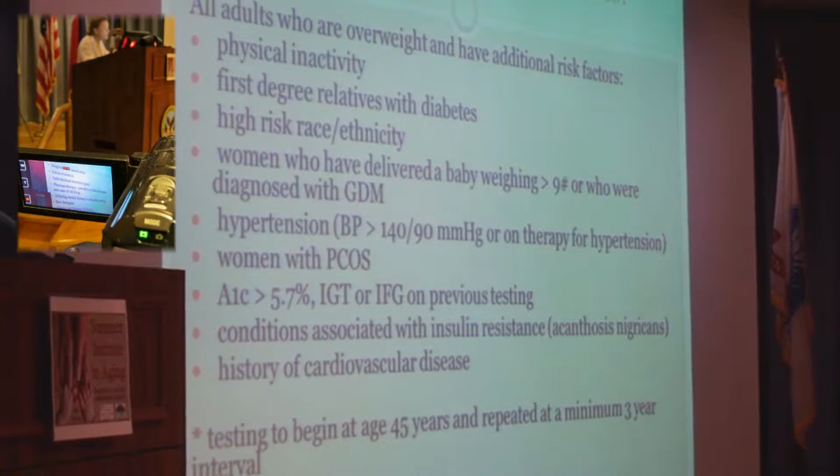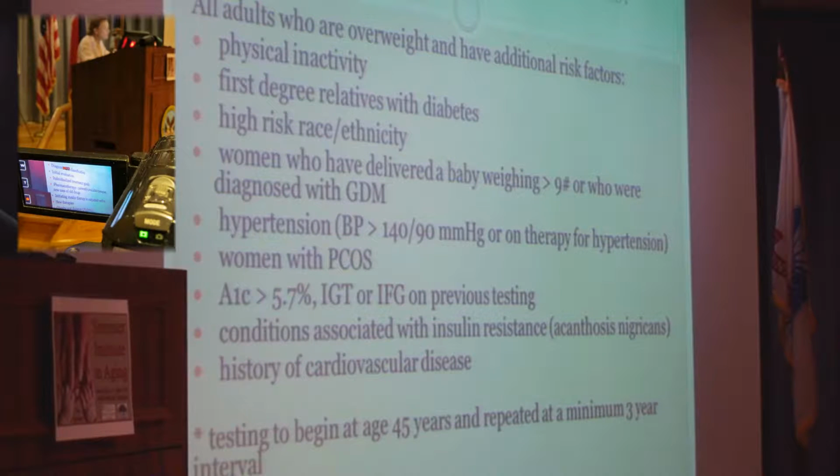So individuals that are obese, who are inactive, who have a first-degree relative with diabetes, ladies who have delivered a large baby that's 9 pounds or greater, or who were diagnosed with gestational diabetes, individuals with hypertension, and a big group of patients in this population are those people that we label as pre-diabetics, and we actually now have a medication we can use to treat these individuals. Those are patients with an A1C on previous testing of 5.7 or higher.